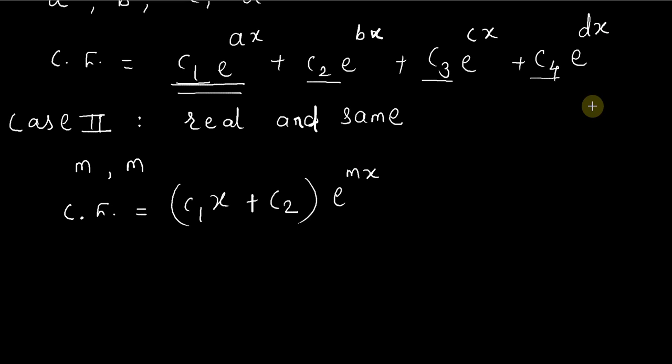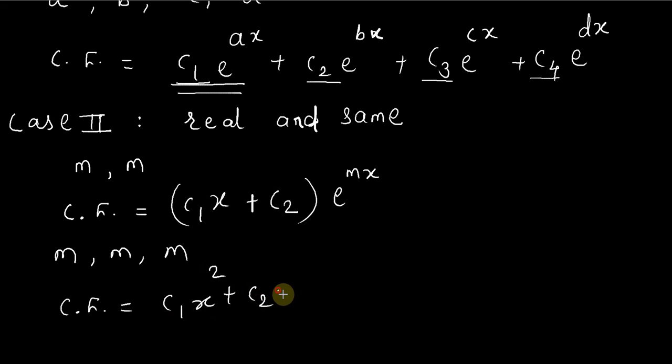Now, suppose there are 3 same roots of the kind m, m and m. That is, the m value is repeated 3 times. Then the corresponding CF is C1x square plus C2x plus C3, times e raised to mx. Now the polynomial starts with degree 2: C1x square plus C2x plus C3, times e raised to mx.